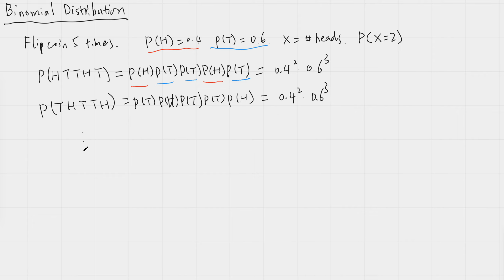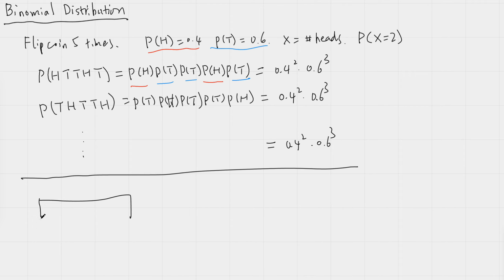Now imagine we list all the possible sequences that contain 2 heads, and we can see that each of these sequences has the same probability, which is equal to 0.4 squared times 0.6 cubed. So now, what's the probability of observing 2 heads? The probability of observing 2 heads is just the summation of all these probabilities. So we just need to figure out how many different ways we can have a sequence of 5 flips that contains exactly 2 heads. For that, we need combinatorics.